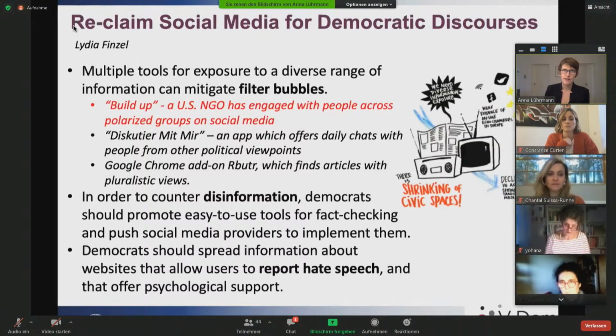And in particular, and this is work together with Lydia Finze, we think more needs to be done in the online space. We need to find tools to expose people to a diverse range of information that can mitigate this problem of filter bubbles. There's, for example, a great NGO in the US that has engaged with people across polarized groups on social media, went into their groups and challenged them with different information, of course on a very limited scale, but this is something that could be scaled up and improved.